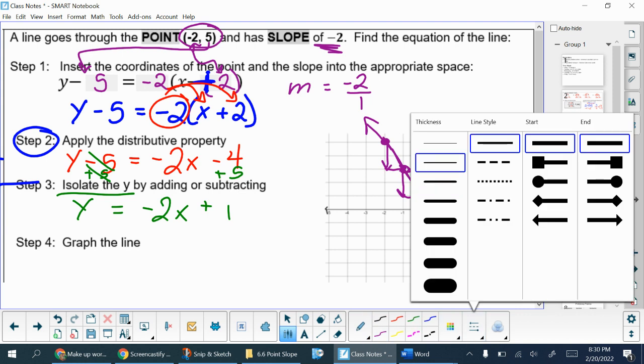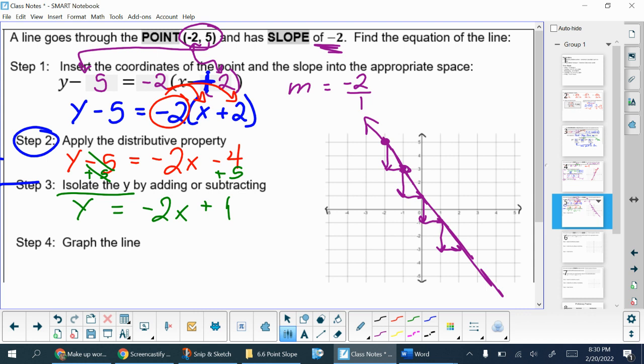And now it wants us to graph the line because this is in slope-intercept form now. And so the big thing we're going to look for here, that's our y-intercept. That's b. And we look right there. There's our y-intercept right on the line. And our slope of -2, you'll notice that -2 just stayed right there.